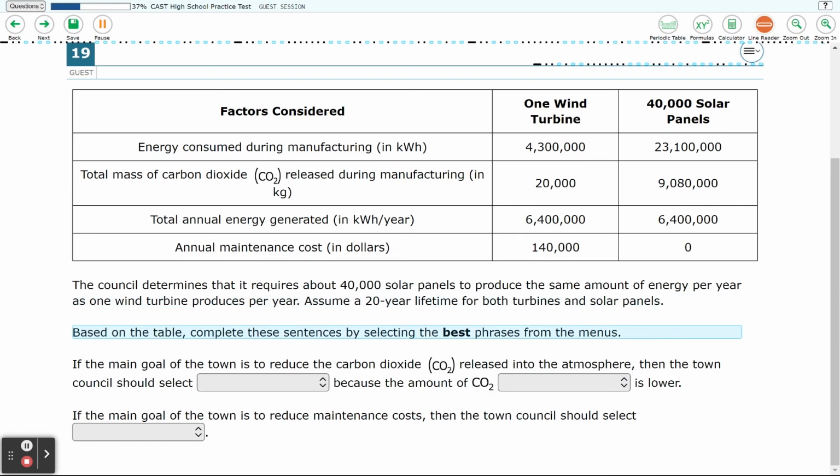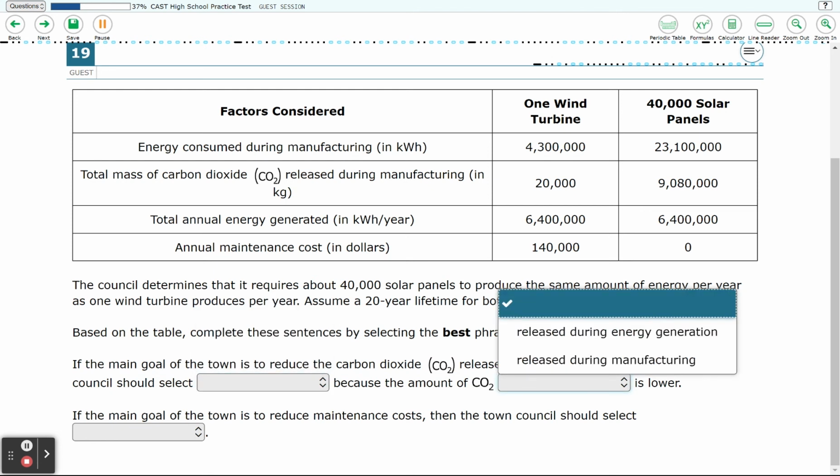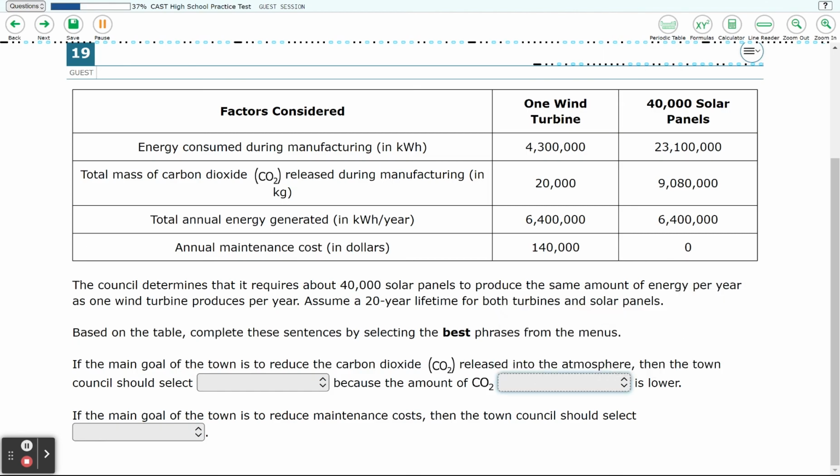Based on the table, complete these sentences by selecting the best phrases from the menus. If the main goal of the town is to reduce the carbon dioxide, CO2, released into the atmosphere, then the town's council should select wind turbines or solar panels because the amount of CO2 released during energy generation or released during manufacturing is lower. If the main goal of the town is to reduce maintenance costs, then the town council should select wind turbines or solar panels. Choose your 3 answers now.